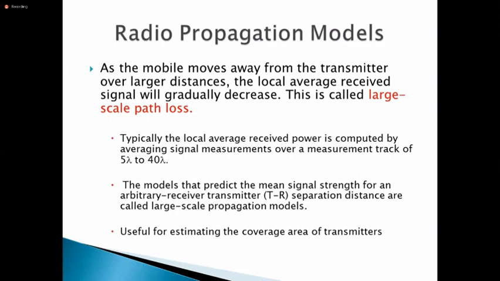Okay. Now here as the mobile moves away from the transmitter over larger distances, the local average received power will gradually decrease. දැන් රිසීවර් එකයි ට්‍රාන්ස්මිටර් එක අතර දුර වැඩි වෙද්දී රිසීව්ඩ් පවර් එක අඩු වෙනවා. හේතුව දුරත් එක්ක අර සිග්නල් එකේ පවර් එක ග්‍රැජුවලි අඩු වෙනවා. හරිද? අන්න ඒ පවර් රිඩක්ෂන් එක කැල්කියුලේට් කරන එක තමයි large scale path loss එකෙන් කරන්නේ.